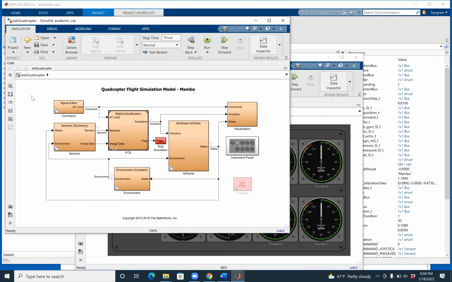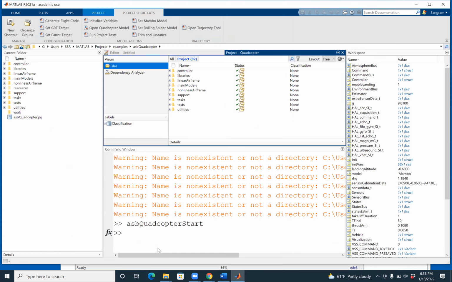Are you with me, everyone here? ASB quadcopter start. It's a big project file, so it will load all the files and then open the simulator. Is it opening? Not opening? Okay. It will take some time because it has to load the entire project.